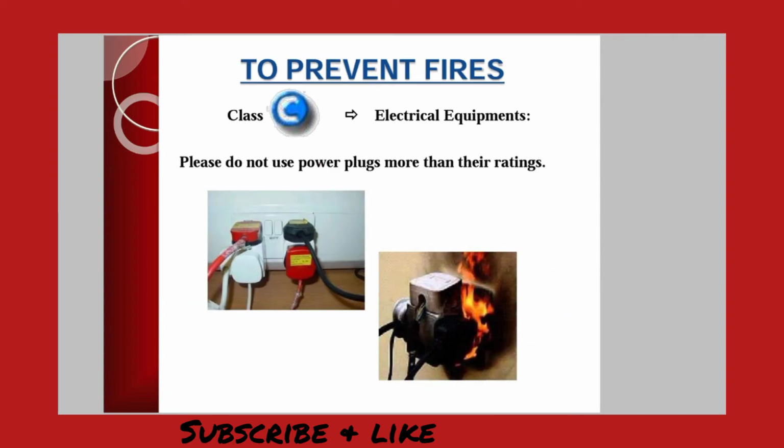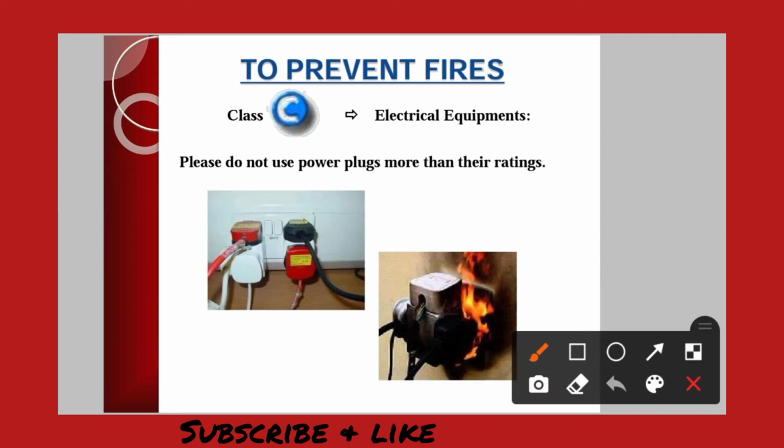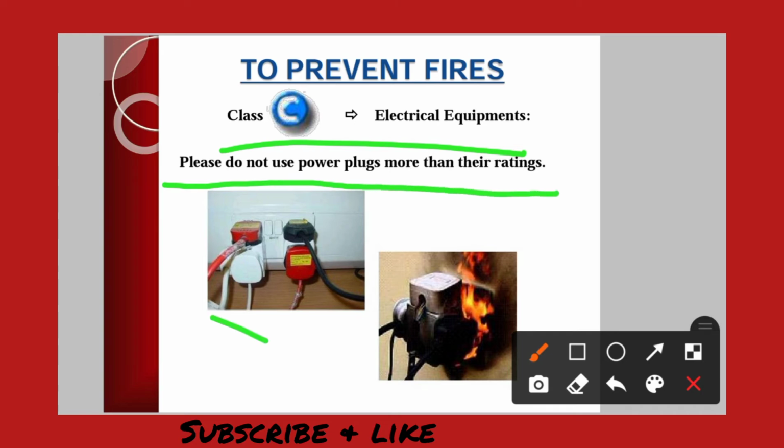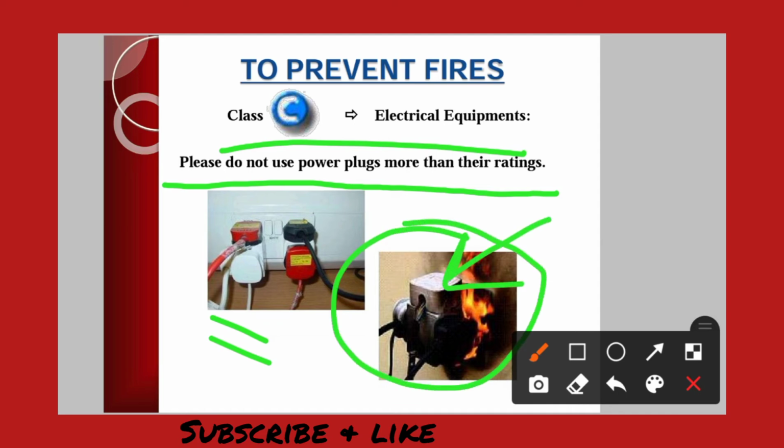So moving on to the next. Class C, please do not use power plugs beyond their ratings. It's simply that overloading a particular circuit and something of that sort can lead to fire, as you can see here, the kind of damage it has done. So don't use the power plugs beyond their ratings.